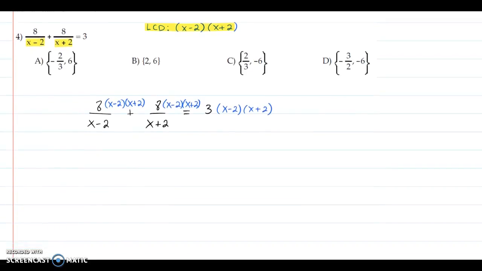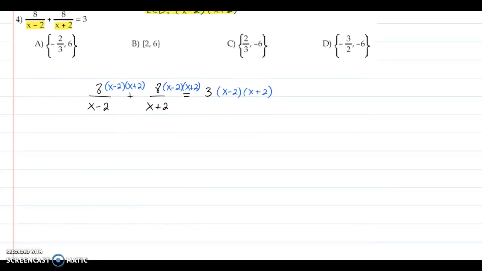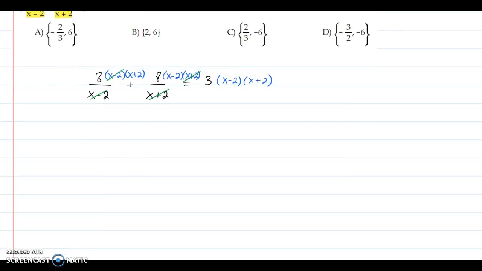Alright, so now let's look at what we have and see if we can cancel any terms out. Right away I notice that we can cancel out this x minus 2 with this x minus 2. On the second fraction, we can cancel out these x plus 2's, and there's nothing to cancel in this last term, since there is no fraction here. So what we now have is 8 left over with x plus 2, plus another 8 left over with x minus 2, and then we have 3 times x minus 2 times x plus 2.